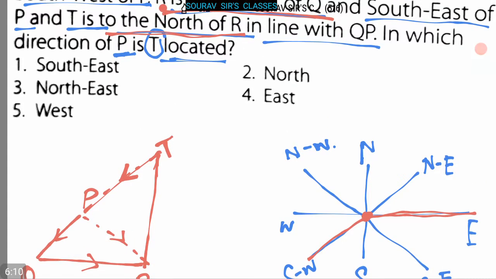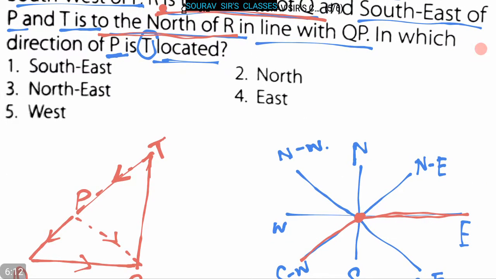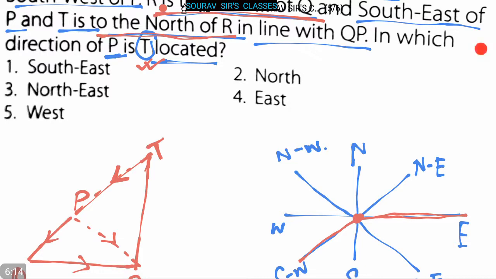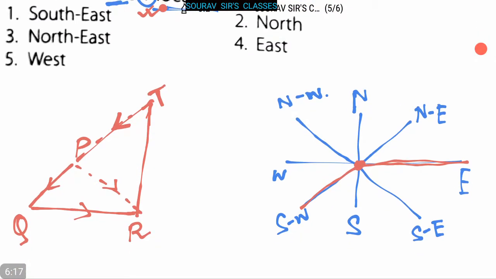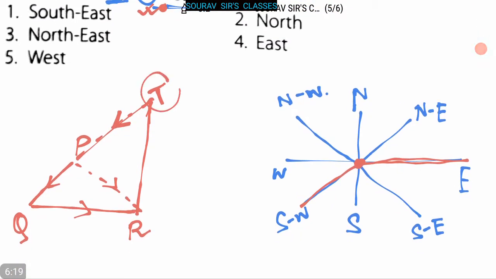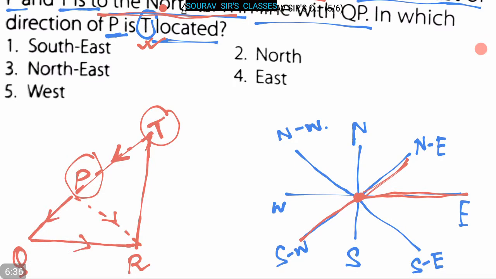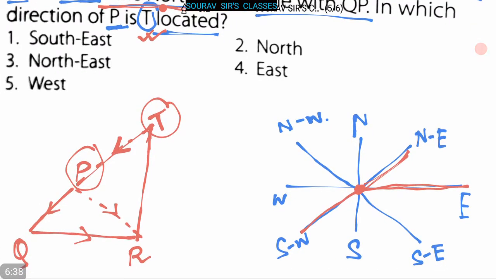Now we have to find the position of T on the basis of P. So here is T and here is P. So we can say that T is in the northeast of P. That means option 3, that is northeast, is the correct answer. So northeast is the correct answer.